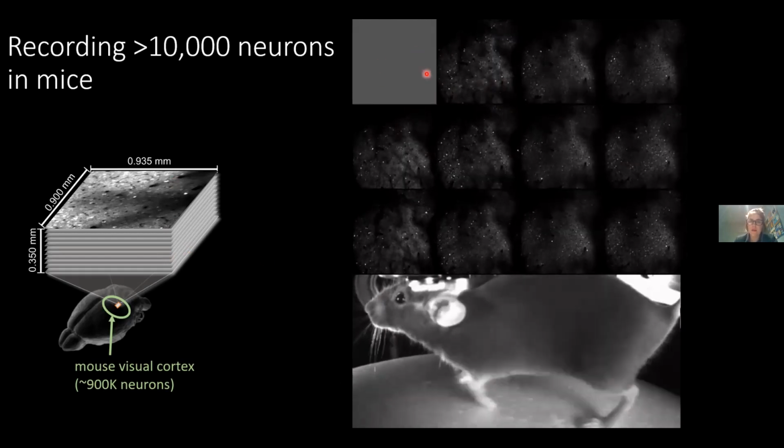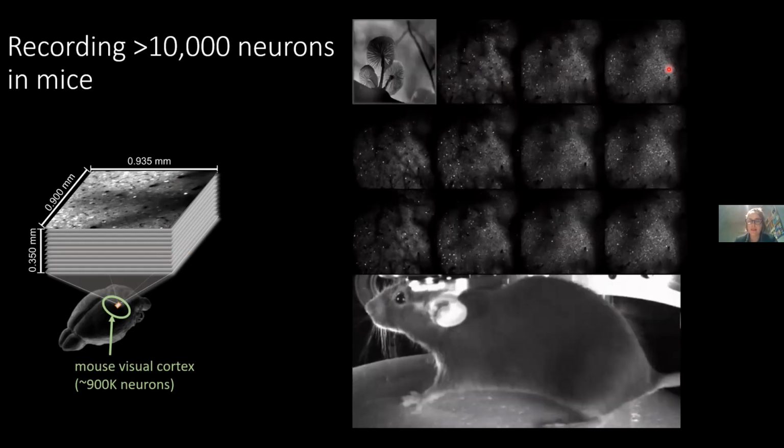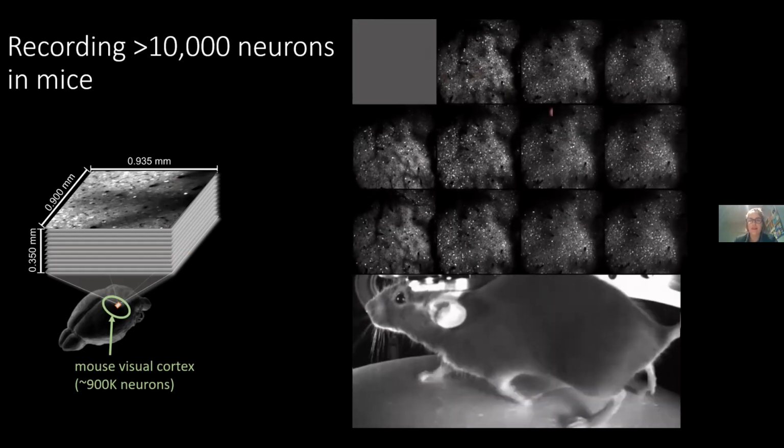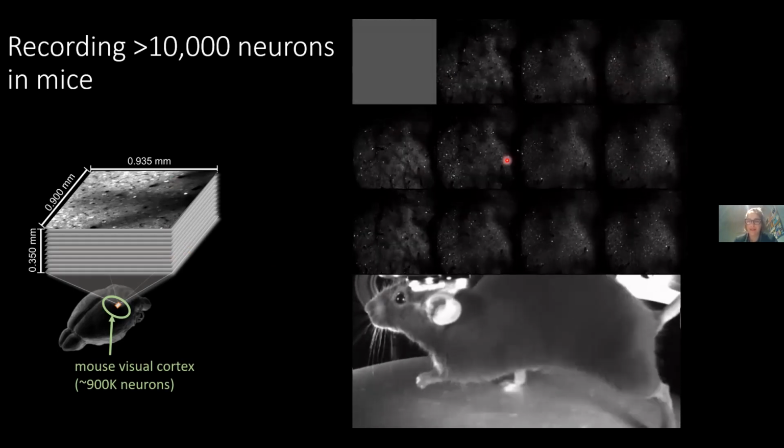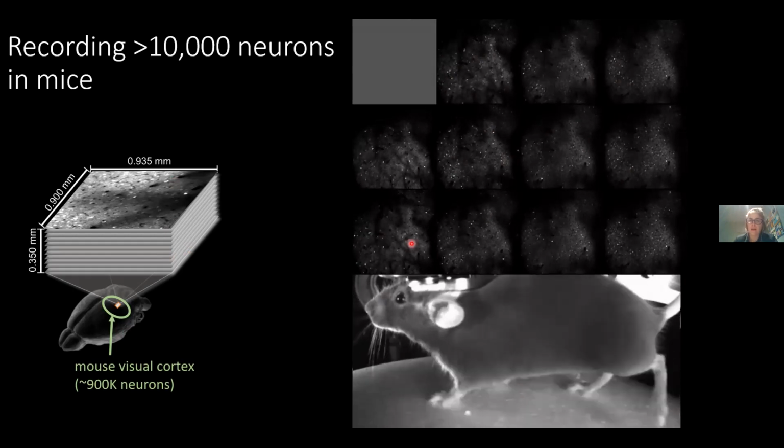Now there's no images coming in. You'll see there's still activity in cortex, but then when the images come in, bam. We're recording in visual cortex, so we expect visual responses. And we do get robust visual responses.